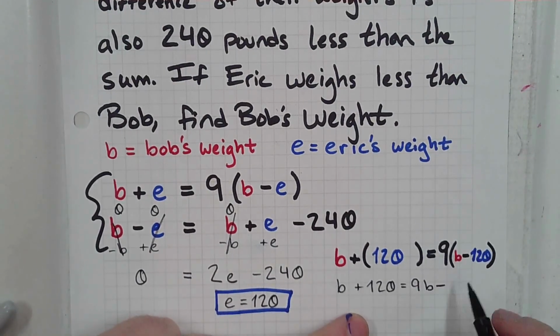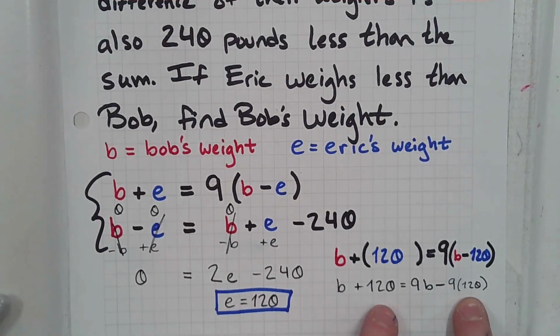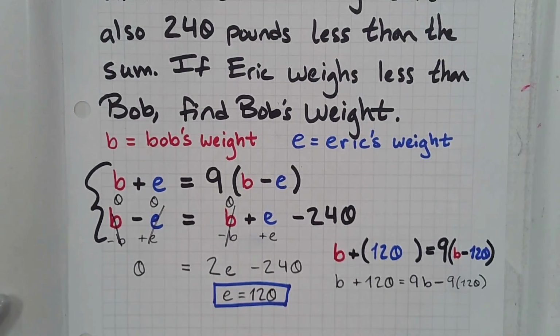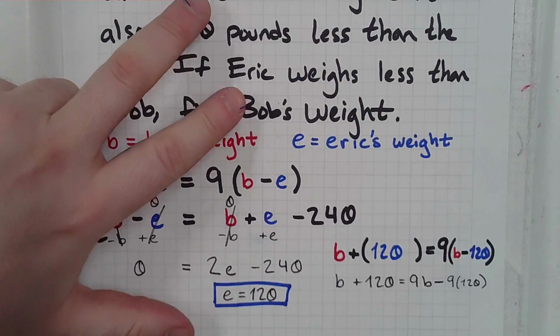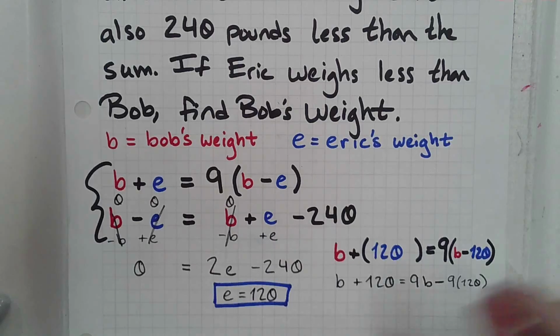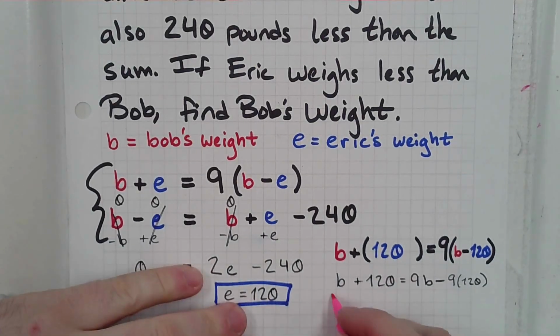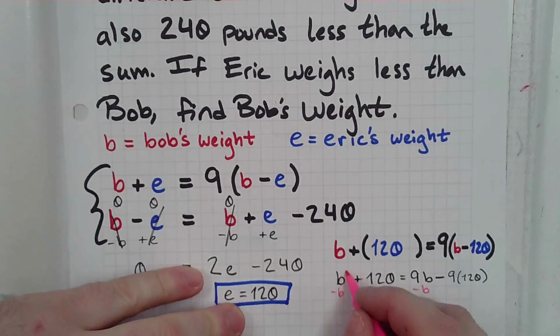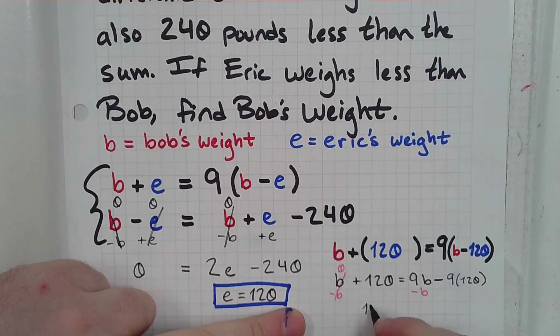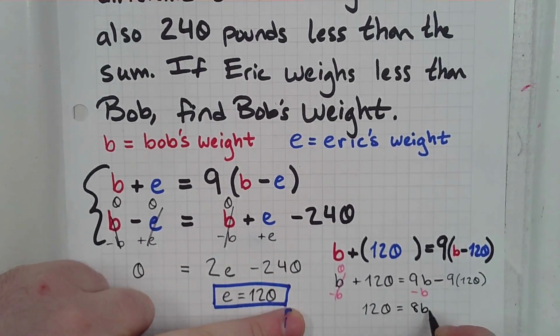I'm going to just write that. You could totally distribute that and figure out what 9 times 120 is, but I notice something's going to happen here, and I'm going to do a little shortcut. So if you want to write that as 900 plus 180 and go ahead and do that, that's fine. I'm going to get my b's together by subtracting. So if I subtract b from both sides, this becomes 0. That's why I did it. And I get 120 equals 8b minus 9 times 120.